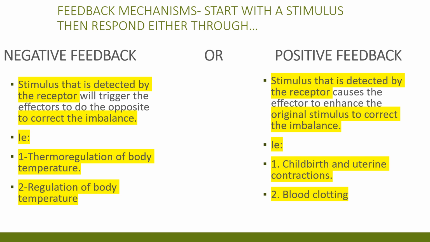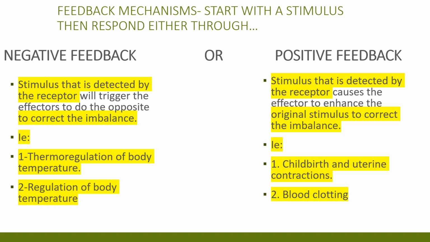So negative feedback is defined like this: when the stimulus comes in and is detected by the receptor, in order to restore balance, it will trigger the effectors to do the opposite of the stimulus. So for instance, if the stimulus was heat and it was too hot in the room, the effectors would have to cool the body, right? If the stimulus was high blood pressure, the effectors would have to lower the blood pressure. You get the picture? So the stimulus is detected. Example one is thermal regulation. We talked about a hot room. What if you go into a cold room? Your body has to do the opposite. So the outcome is the opposite of the stimulus.